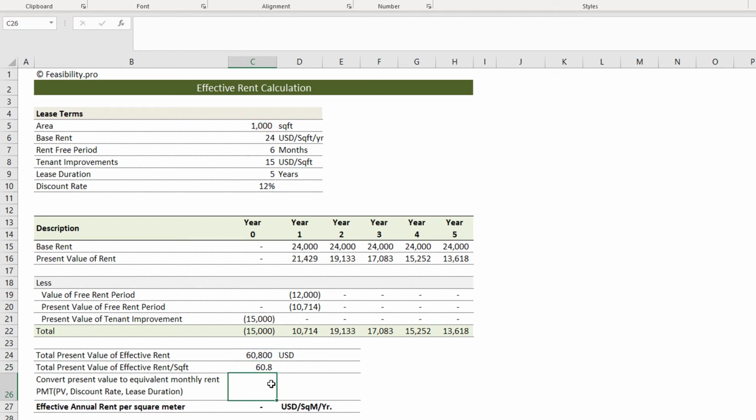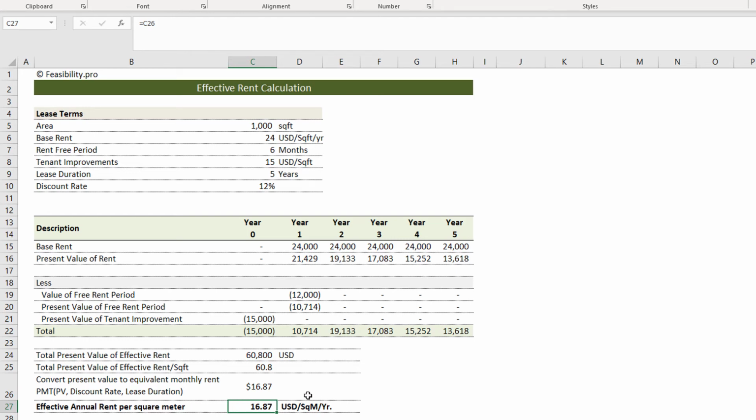Now here is something which is very interesting. We need to convert the present value to an equivalent periodic rent, and we will use the PMT formula, which is the annual payment. The rate is 12% annual, so we keep it as it is. The duration is 5 years, and the present value, the PV, is this. And of course we use the negative sign here. So we get 16.87 as net effective rent per square meter per year.